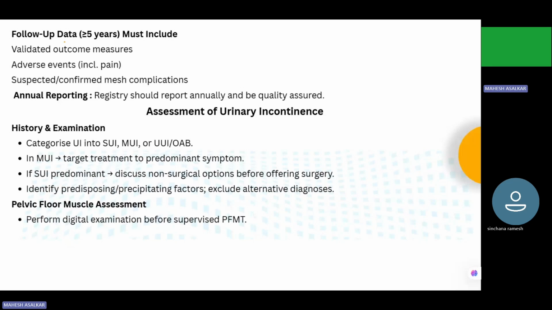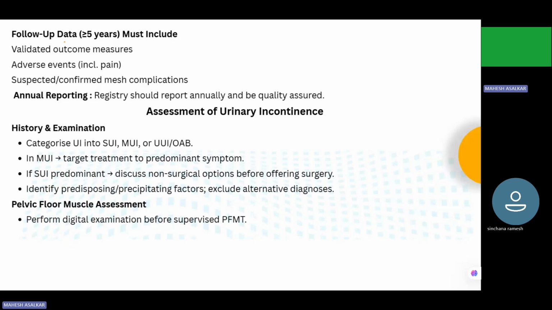Coming to the assessment of urinary incontinence. When you are assessing urinary incontinence, history and examination are going to be very, very important. First, the most important thing, you have to categorize the urinary incontinence clinically. Whether it is stress urinary incontinence, or mixed urinary incontinence, or urge urinary incontinence or overactive bladder. Okay. Sometimes there can be stress, or sometimes there can be urge, or sometimes there can be mixed also.